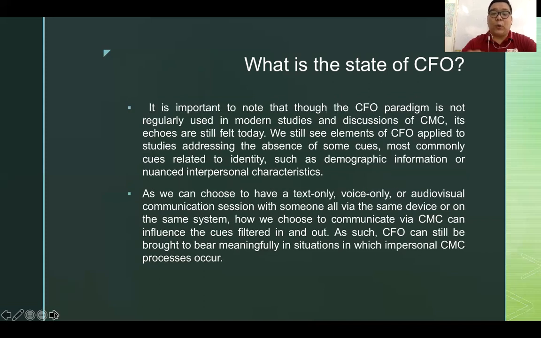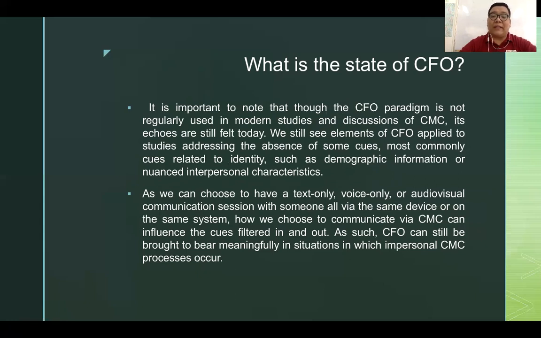Now, it is important to note that though the CFO paradigm is not regularly used in modern studies and discussions of CMC, its echoes are still felt today. We still see elements of CFO applied to studies addressing the absence of some cues. Okay, for example, if you wish to conduct a study on the absence of facial expressions in doing messenger chats. Okay, so we can actually use CFO for us to better understand this context. Okay, and then most commonly cues related to identities such as demographic information or nuanced interpersonal characteristics.